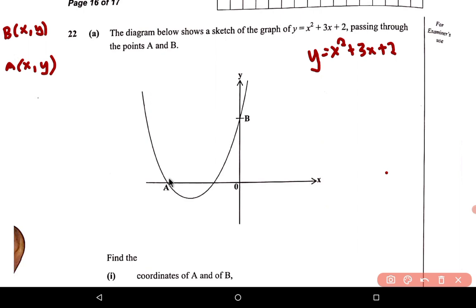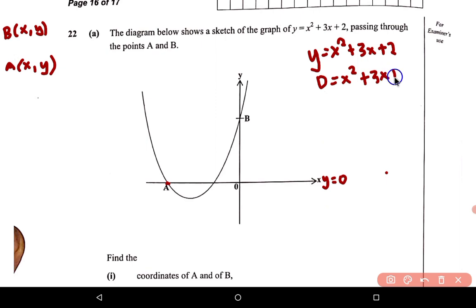Finding the coordinates for A, you see that A is a point that is on the x-axis. The x-axis is also called y equals 0, because on the x-axis, y is always equal to 0. So if we replace y with 0 in this equation, it will give us the x values of this line: 0 equals x squared plus 3x plus 2.